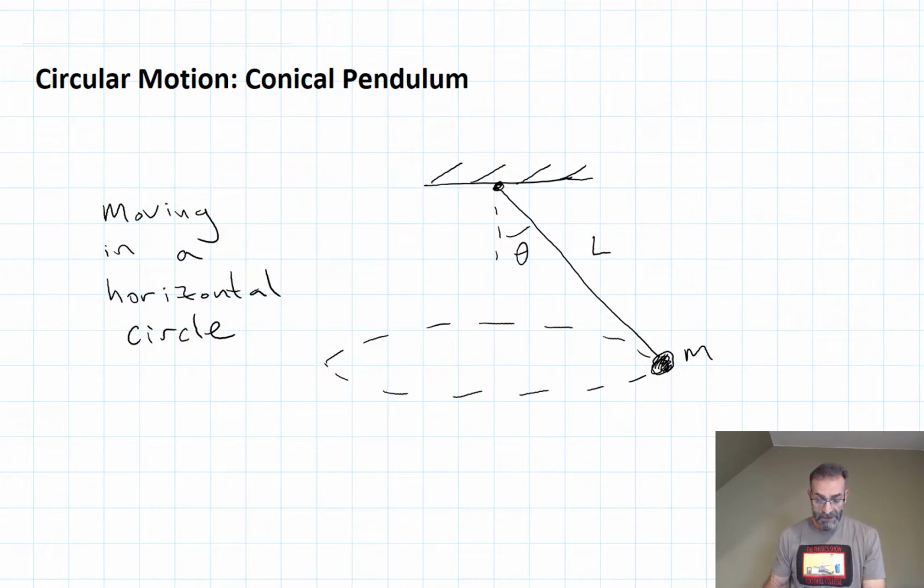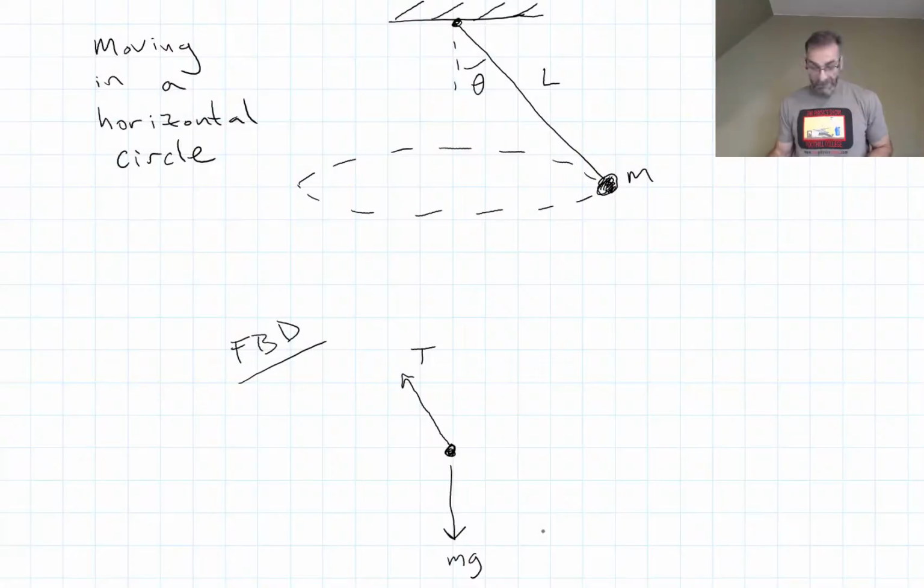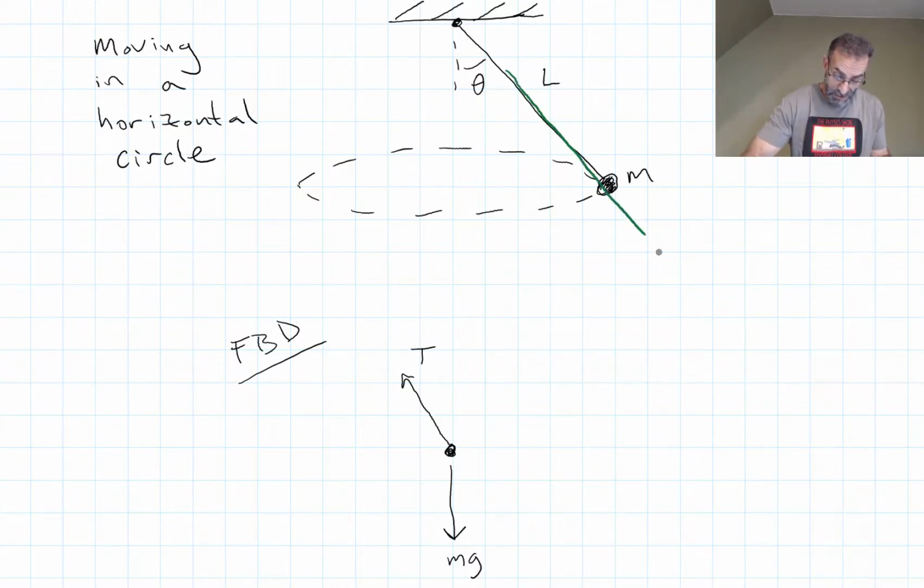horizontal circle. So draw a free body diagram, and in your first free body diagram, just draw the forces as they actually appear. Then pick an appropriate coordinate system and break the vectors up into components in that coordinate system. Here's my free body diagram. Now I have to pick an appropriate coordinate system. Well, I could pick the direction of my string, the direction of my tension, and perpendicular to that.